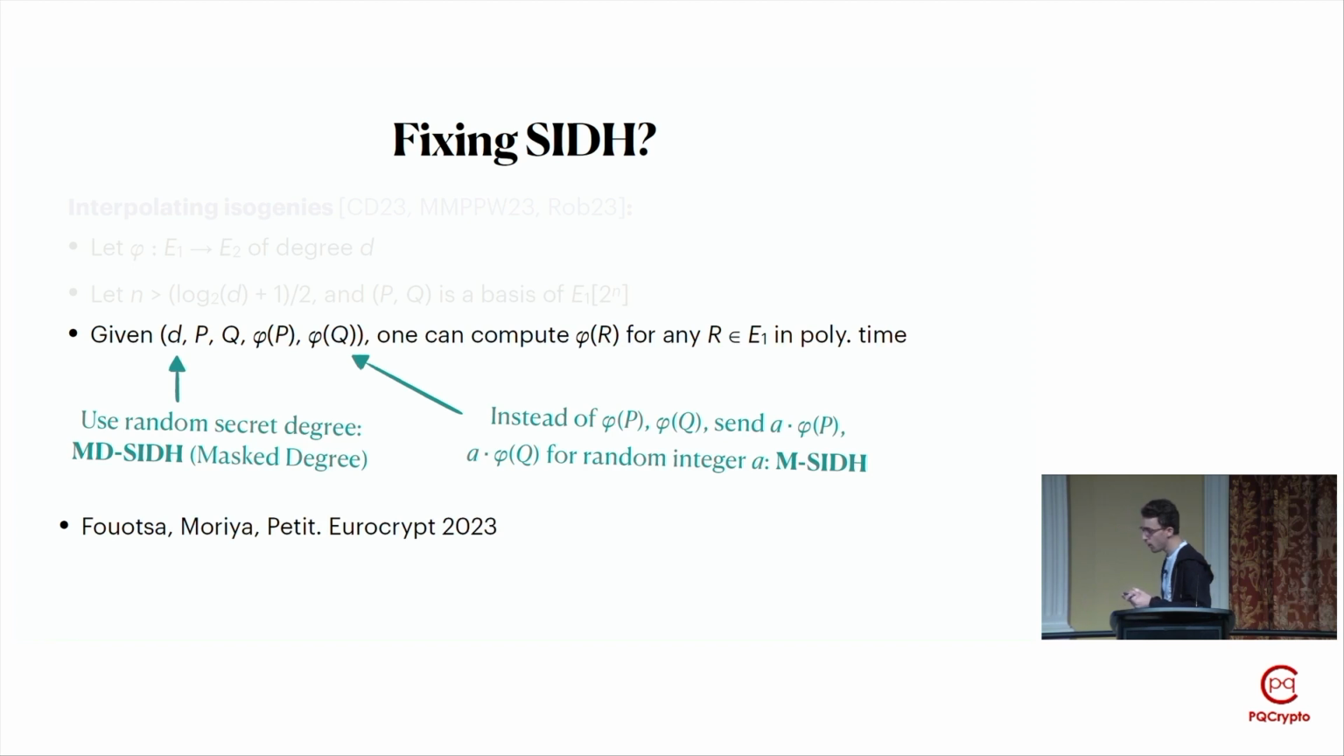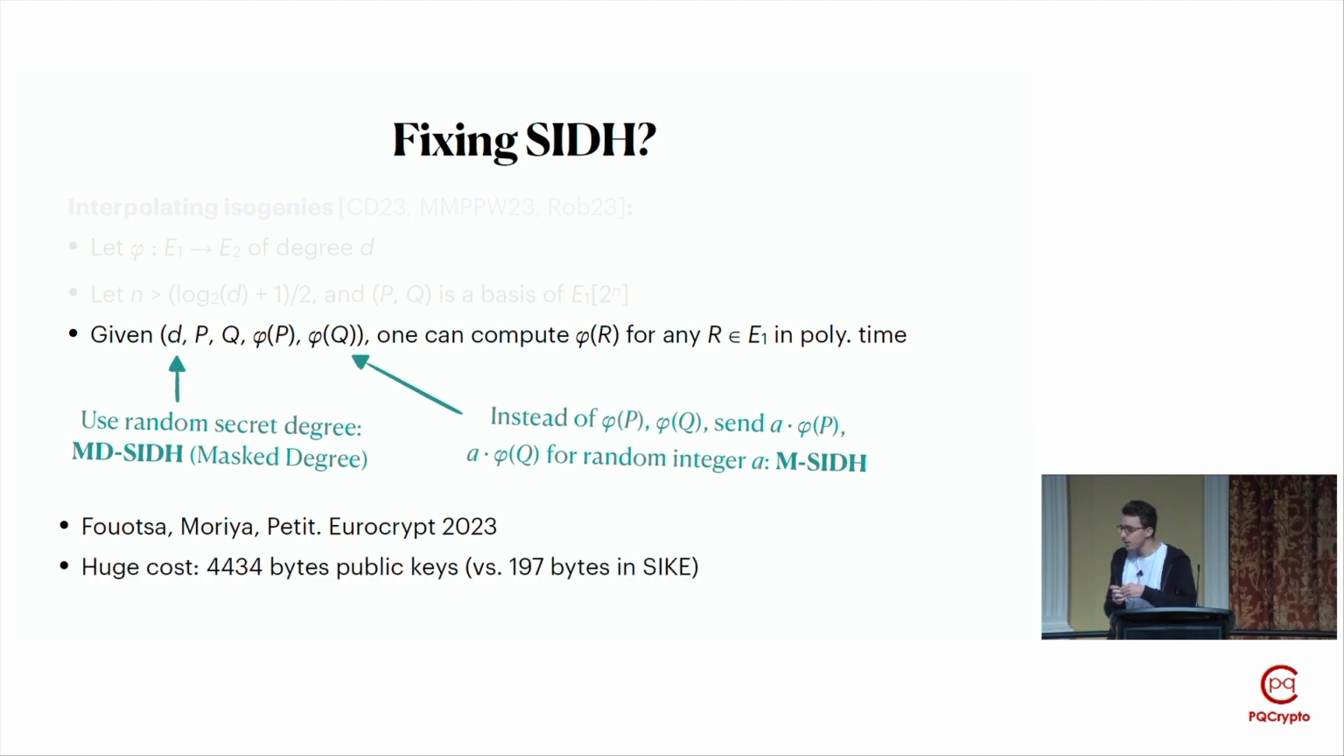So these two were proposed and analyzed by Fouotsa, Moriya, and Petit at Eurocrypt 2023. And the main message for the moment is that, well, yeah, it kind of works, but the cost is huge. Just look at the size of the public keys. You had fairly small public keys in SIDH: 197 bytes for the first security level, and that brings it up to more than 4,000 bytes, and that's not even talking about the computational cost.